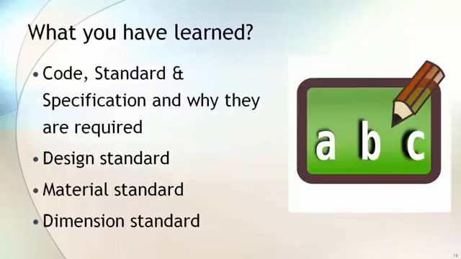Let's summarize what you have learned in this lecture. You learned about code, standard and specification and why they are required, and also about design standard, material standard and dimension standard, and what these three categories of standard cover. Refer to the resource section of this lecture to have a look at applicable code and standard used in the process industry.